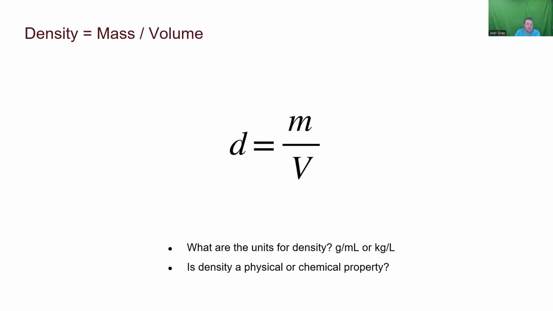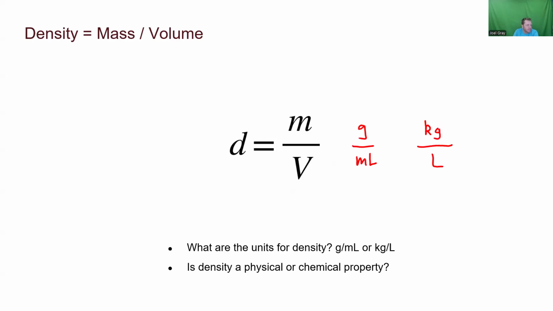Now the units for density are typically going to be relating the units of volume. So grams per milliliter, the units for mass and the units for volume. Alternatively, you could have kilograms per liter, kg per liter.